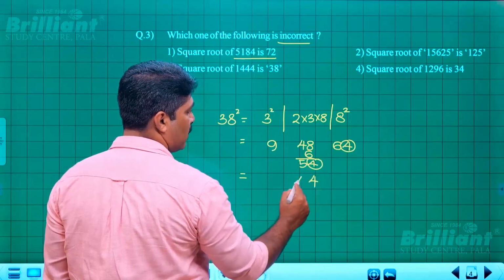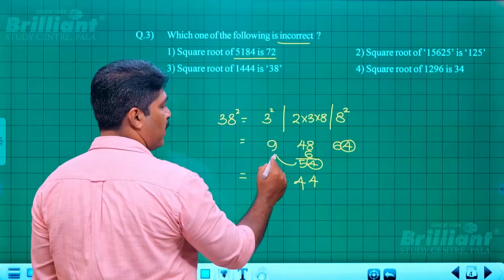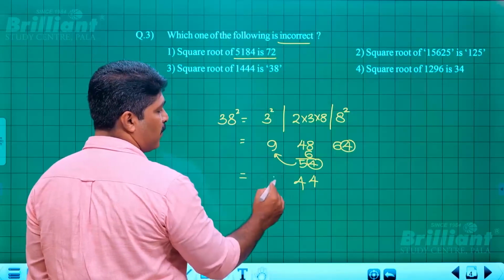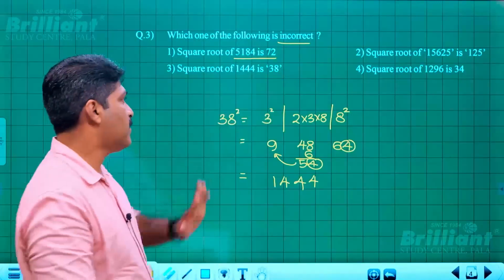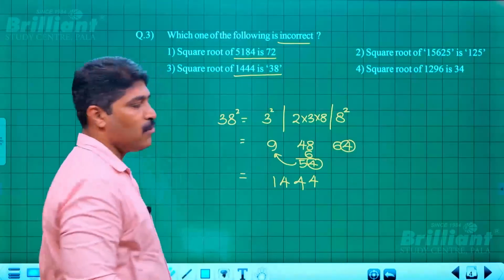So write the next digit as 4. Then this 5 as I carry forward here. 9 plus 5 is equal to 14. So that is 1444. That is 8 square. So that is also matching.